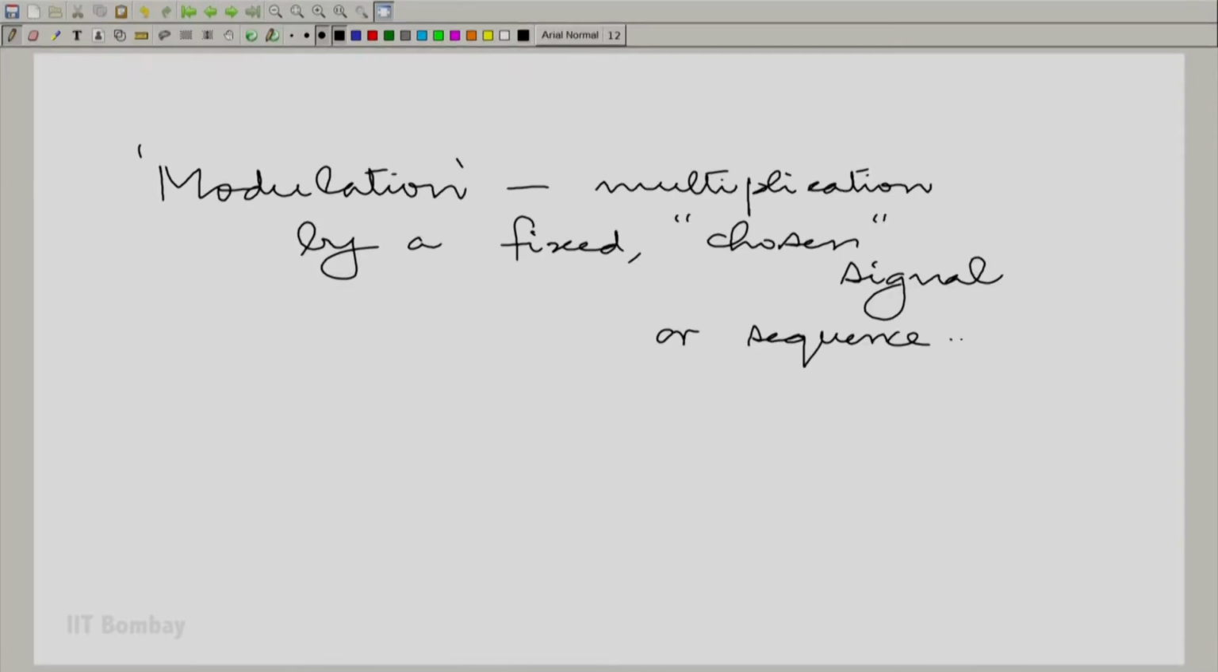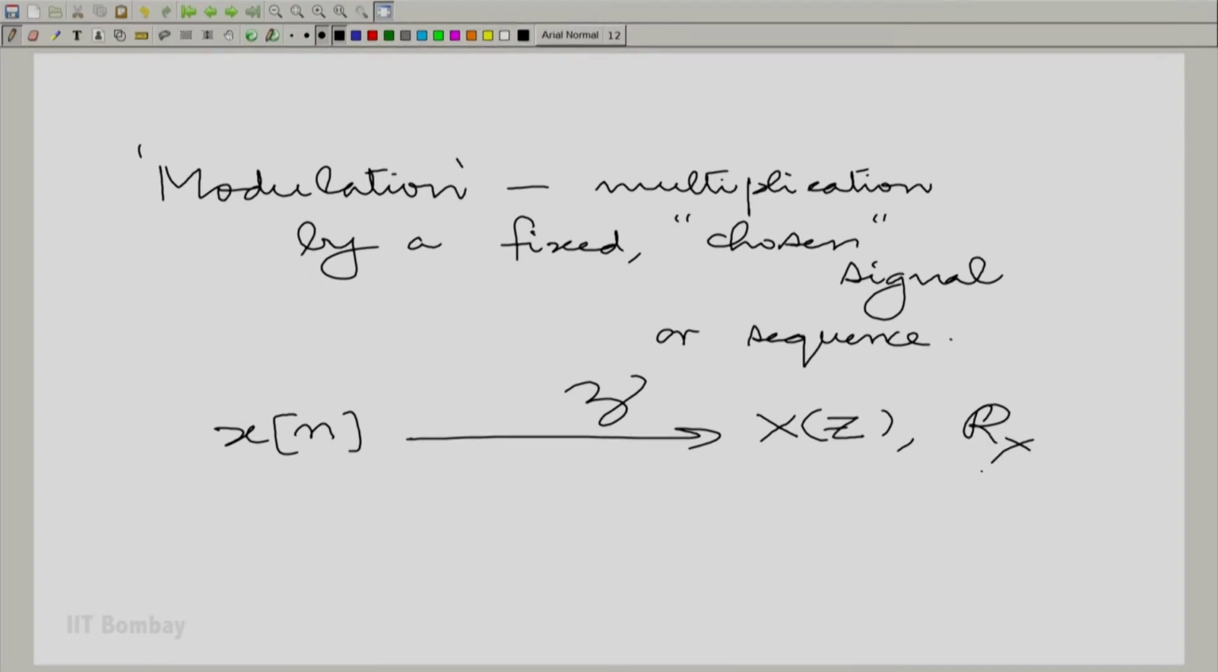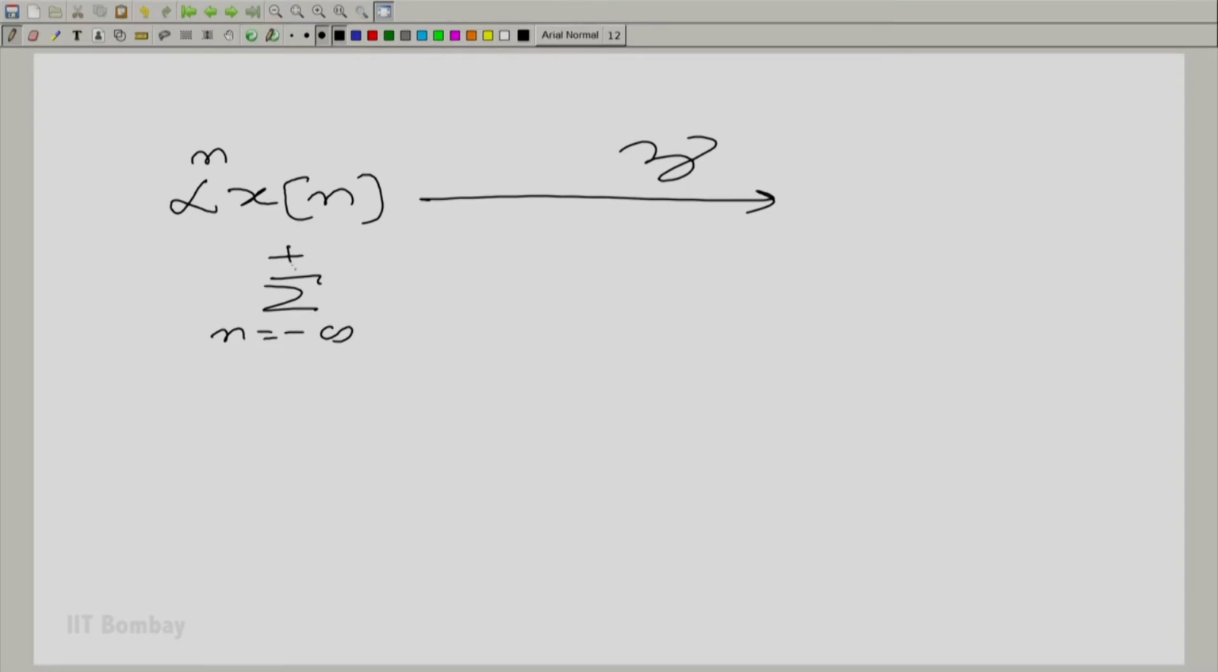So, let us look at what happens when you modulate a sequence now. Suppose you had x of n with a z transform, capital X of z, and region of convergence script R subscript X. What is the z transform of alpha to the power of n times x of n? Let us do that. Simple enough.